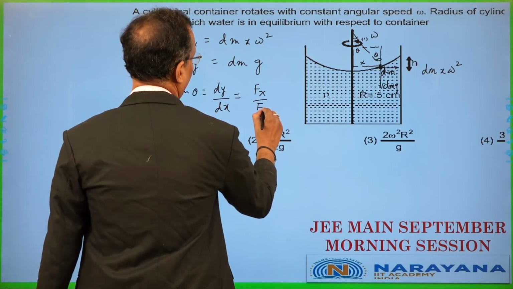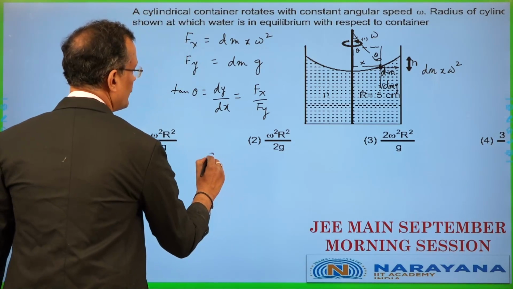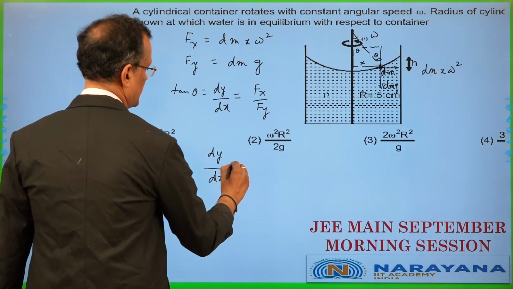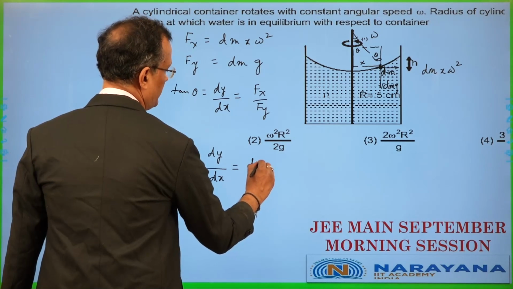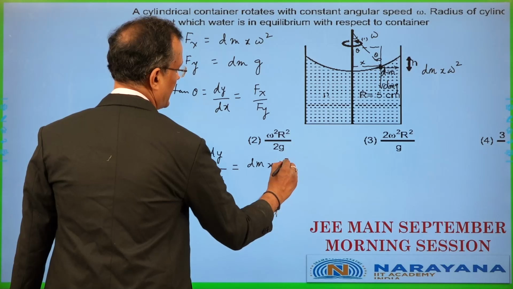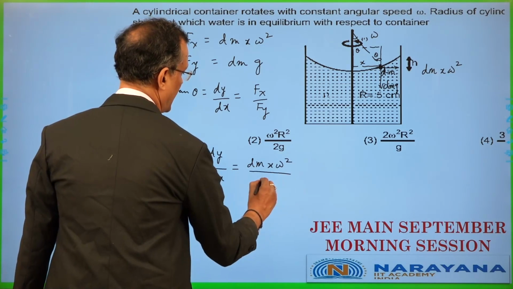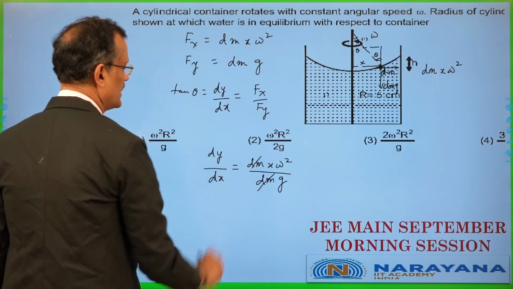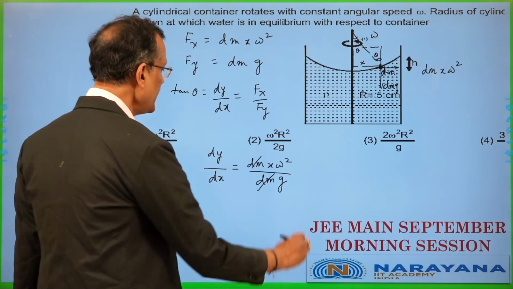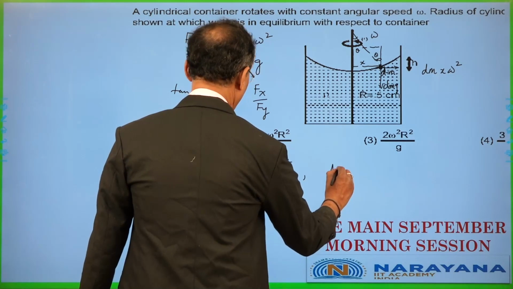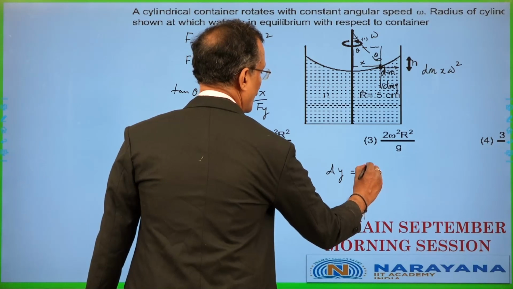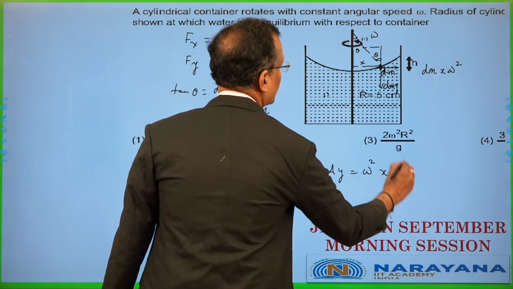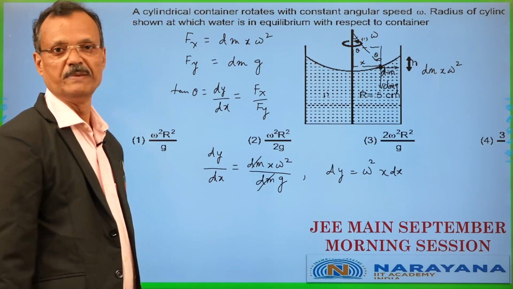Fx by fy. So dy by dx equals fx, it is dm x omega squared by dm g. The dm's cancel. We have dy equal to omega squared x dx by g. Now you take the limit.